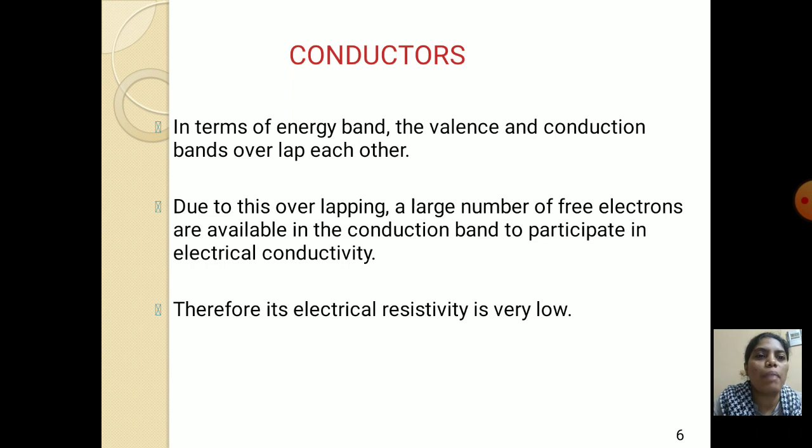These materials are very rich in electrical conductivity. In terms of energy bands, the valence and conduction bands overlap each other. Due to this overlapping, electrons are available in the conduction band to participate in electrical conductivity. As there is no gap, the valence electrons present in the valence band easily jump to the conduction band and become free electrons, so that they move freely to produce electrical conductivity. Therefore, its electrical resistivity is very low.